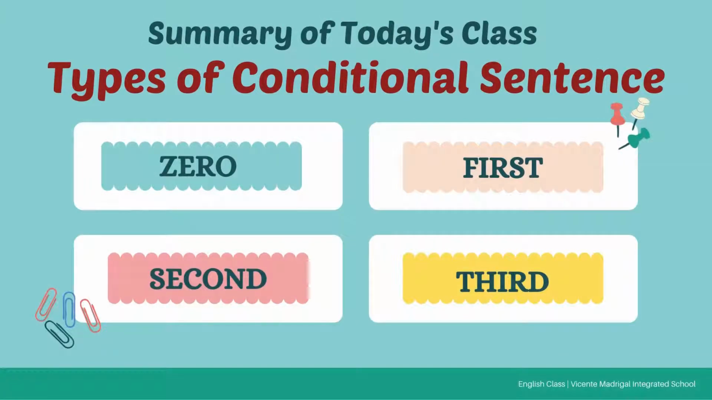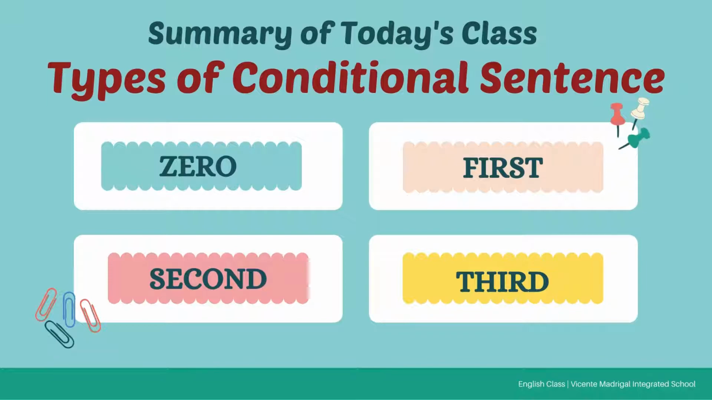To summarize our lesson, here are the types of conditional sentence. Zero conditional, we use it to express general truths or facts. First conditional is to express a condition that has a high possibility of happening in the future. Second conditional, we use this if we wanted to express impossible, imaginary, or unlikely situations. And the third conditional, we talked about a condition in the past that did not happen. That is why we ended up regretting for its result.